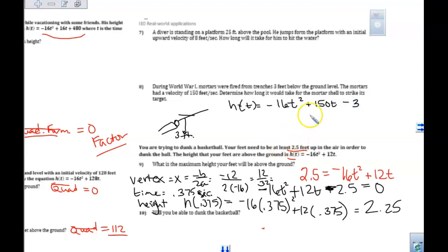As I look at this, I don't even think that's a nice easy one to factor. So I'm going to use my quadratic formula because I'm trying to find when it's going to hit its target or hit the ground, right? So I'm trying to find when it's landing over here after it's shot.